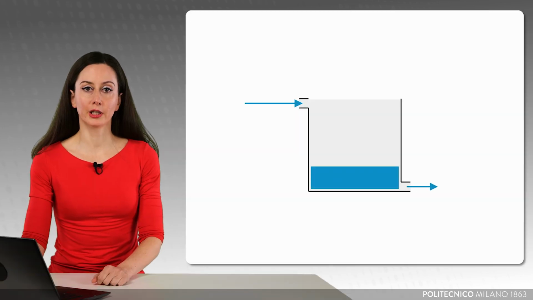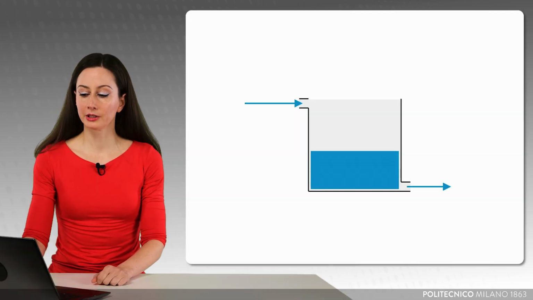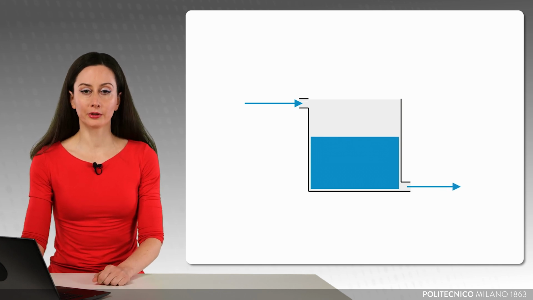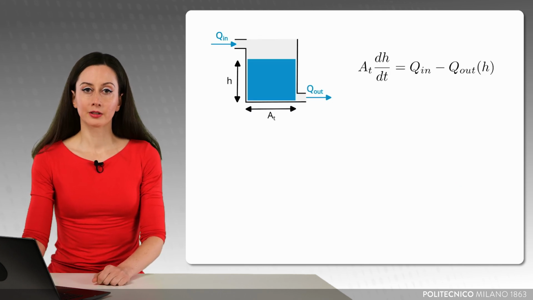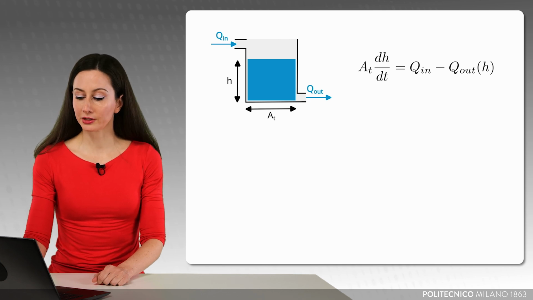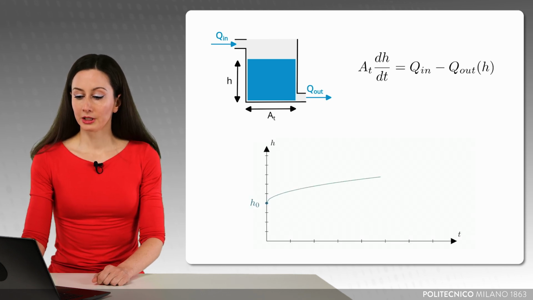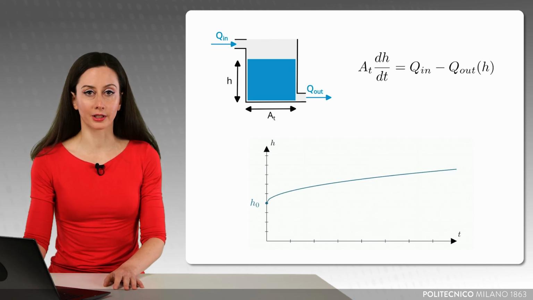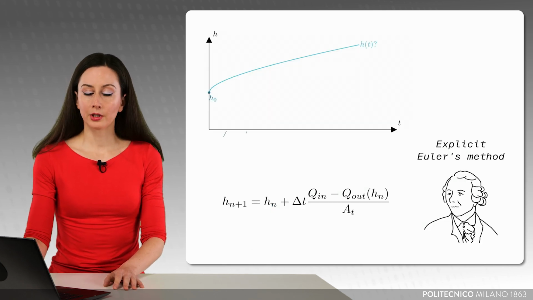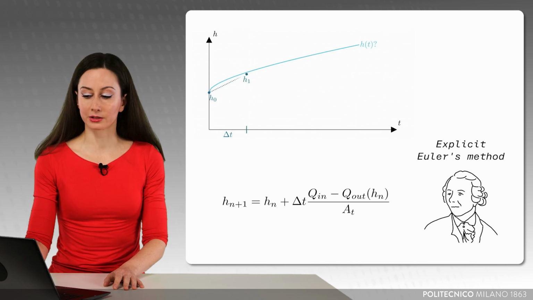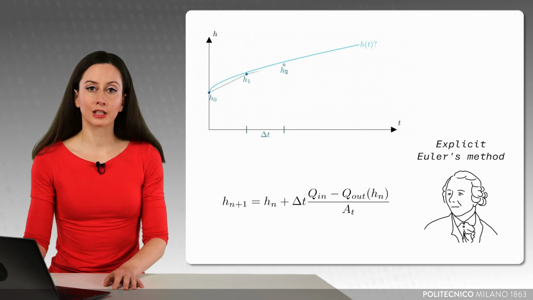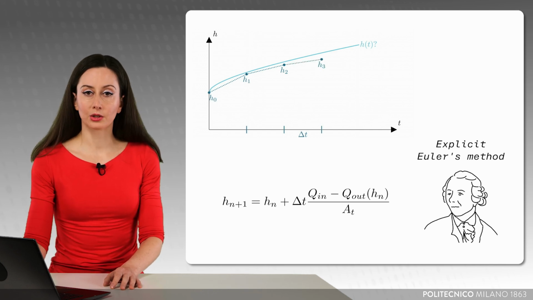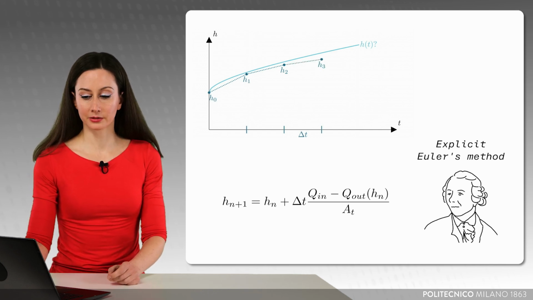In this first project, we have learned how to model a simple physical problem, the water level changing in a tank due to an inflow and an outflow. The problem is described by a differential equation that we had to integrate to obtain the history of the water level in time. We learned how to compute an approximated solution advancing in time with steps of length delta t using a method that is called the explicit Euler's method.